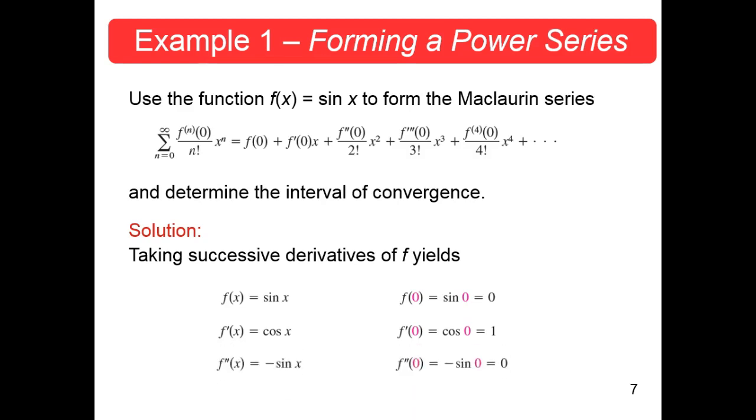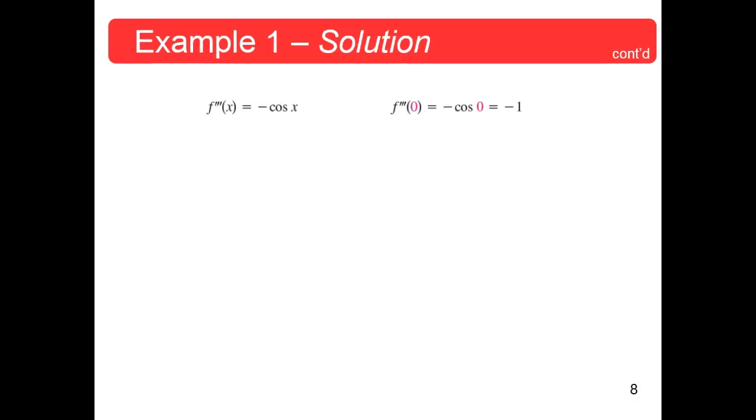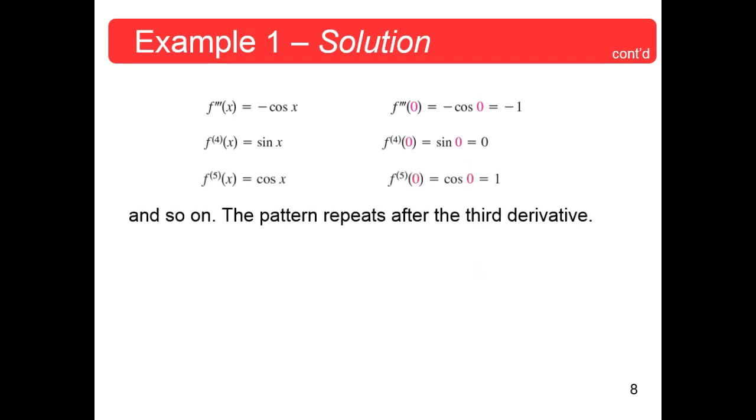F double prime is minus sine, that's 0 again, and the third derivative of f is minus cosine, which is then minus 1. So from then on, you just keep going. The even derivatives are all 0, the odd derivatives are plus 1, minus 1, plus 1, minus 1. Okay, so that's a 0 again, and plus 1, and so on. The pattern repeats itself after the third derivative.